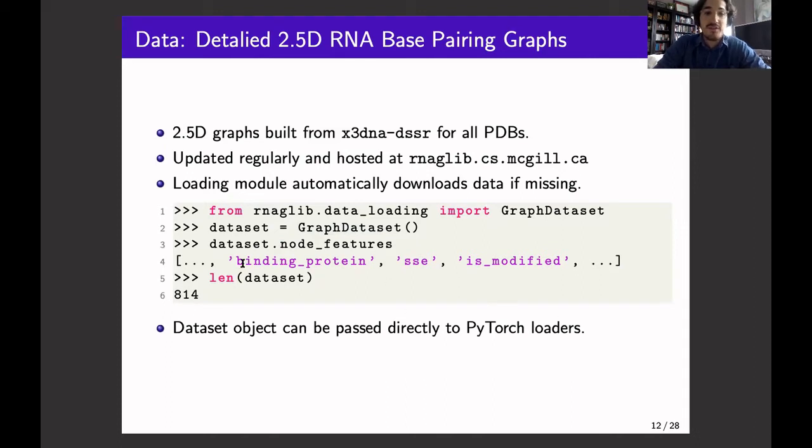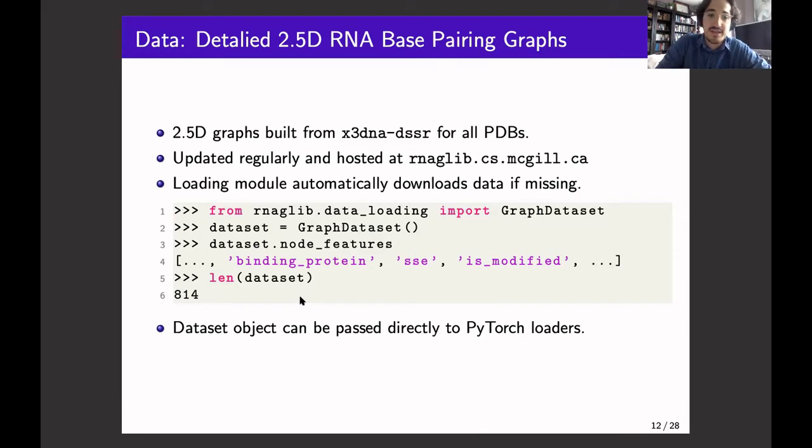There are many. Some of them include, for example, whether a nucleotide is binding a protein, which type of secondary structure it's nested in, if it's chemically modified, and so on. So this data set contains 814 graphs because it's a non-redundant set. And we've done some filters for removing very small graphs and graphs that are just dangles. So we've done some cleaning and curating.